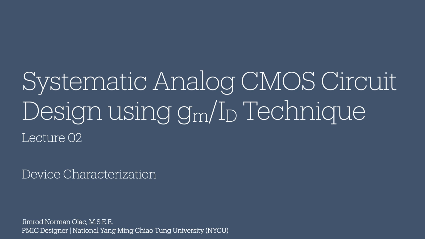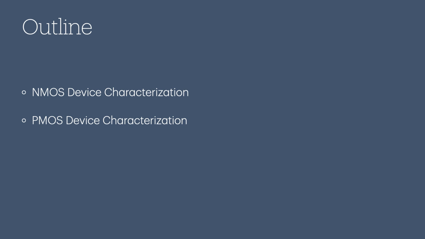This is the second lecture of systematic analog CMOS circuit design using the gm over ID technique: device characterization. In this lecture, we're going to discuss how to actually characterize a device. We'll extract key parameters like current density, ID over W, gm over ID, gm over gds, and transit frequency, fT. We do this so we can create our own lookup table.